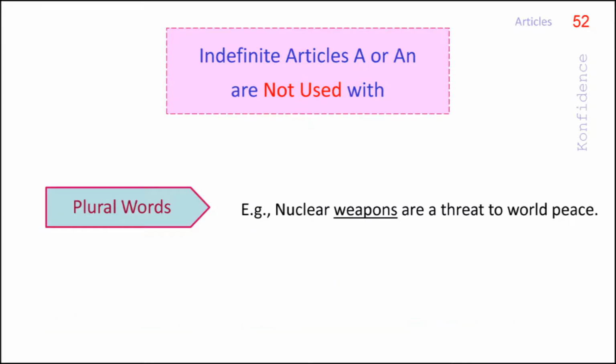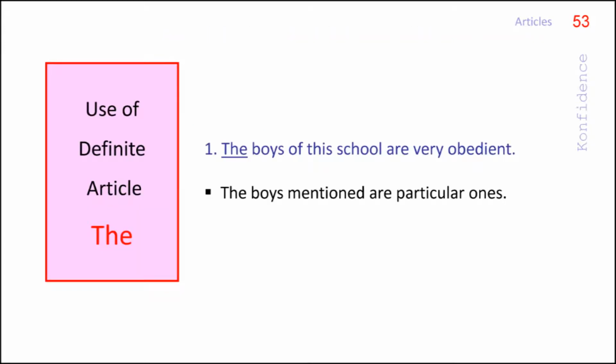In the same way, plural words also do not need indefinite article before them. We cannot see an indefinite article before the words nuclear weapons. Now let us learn about definite article the. When we refer to some particular person or thing, the is used.